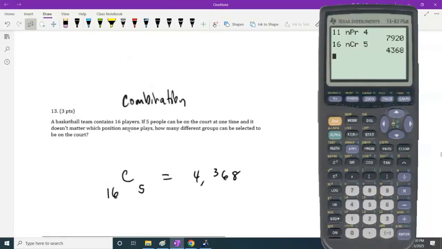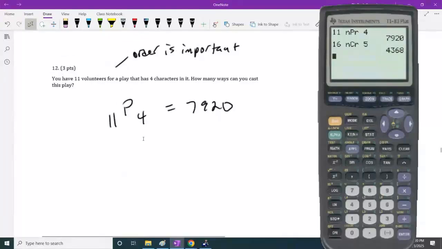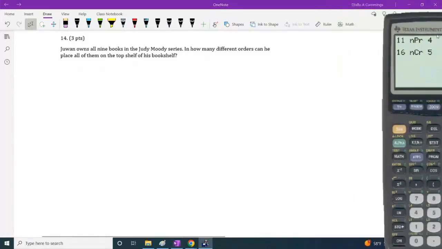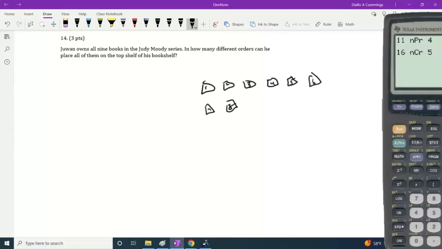All right, any questions about 13? I would hate for you to miss these on the test. Okay, number 14, Jawan owns all 9 books in the Judy Moore series. How many different orders can we place them on a bookshelf? So he has 9 books. So that's 1, 2, these are supposed to be books, 6, 7, 8, 9. So those are the 9 books we're choosing from, right?